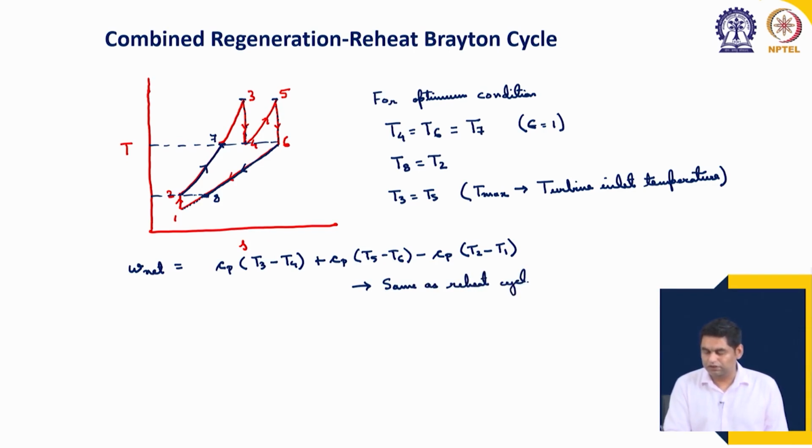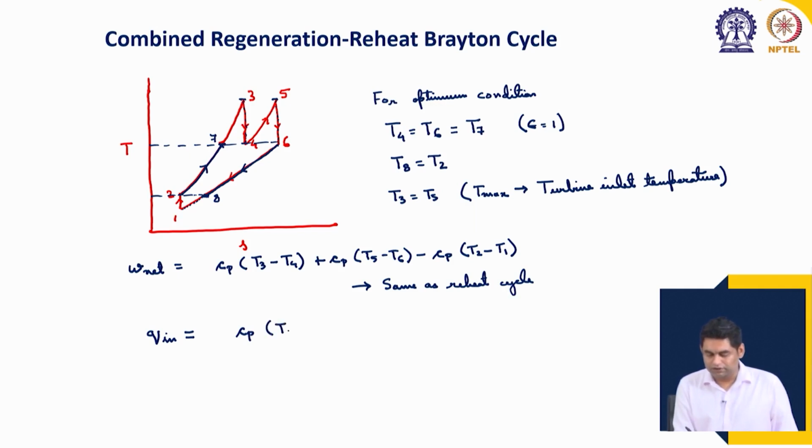Same as reheat cycle. What about the efficiency? So, efficiency will also depend on the net heat addition, and the heat addition decreases because of the regeneration, which we want of course. So, the heat addition is now, there are two heat additions, one is the primary combustion going from 7 to 3.